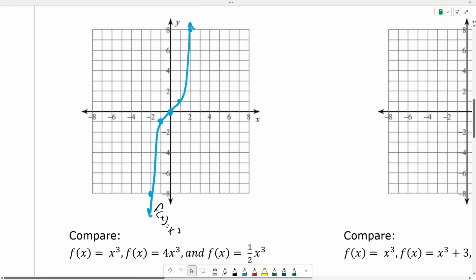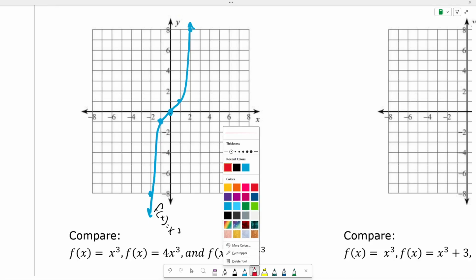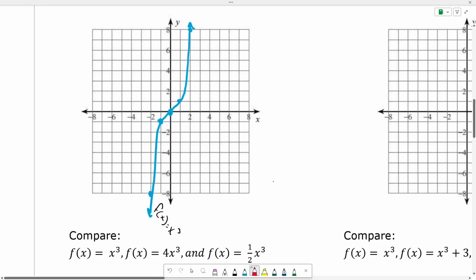So now I need to do 4x cubed. I'm going to do that one in red. This one in red right here. We'll make it a little bit bigger. If I put 0 in, that's not going to change. It's still going to be 0 here in the middle. If I put 1 in there, 4 times 1 is 4, so I go over 1 and up 4. And if I put 2, oh, that's going to be 32. That's going to be way up there, so we're just going to draw that one up that way. And then this one here will be negative 4, and then way down here. So it's going to go real steep like this.